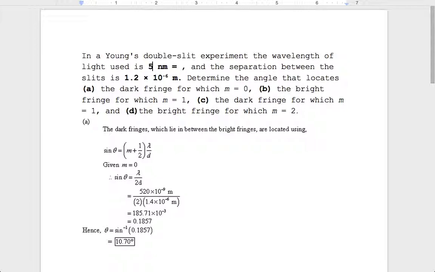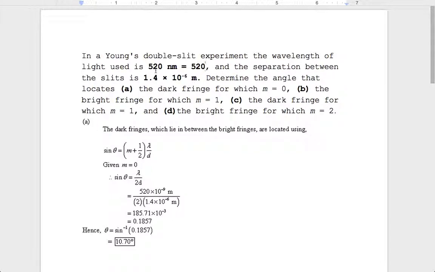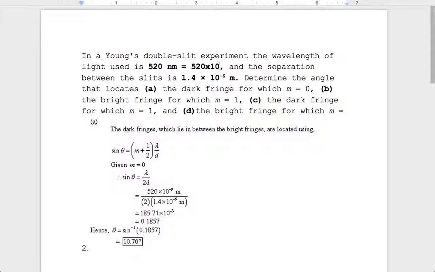This number is wrong, sorry. The wavelength is supposed to be 520, and the slit separation is supposed to be, I think, 1.4. So these 520 nanometers would then become 520 times 10 to the negative 9 meters. And that's what we would use in our calculations.